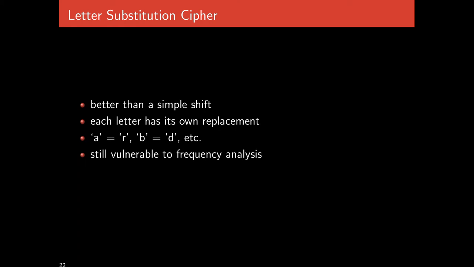We take the string of the alphabet, we randomize it, and whatever position the A used to be in now shifts to that particular letter that appears in that position. So if the result of permuting the alphabet has the letter R as the first letter and the letter D as the second letter, then every time we see an A, we replace it with R. Every time we see a B, we replace it with D, and so forth.